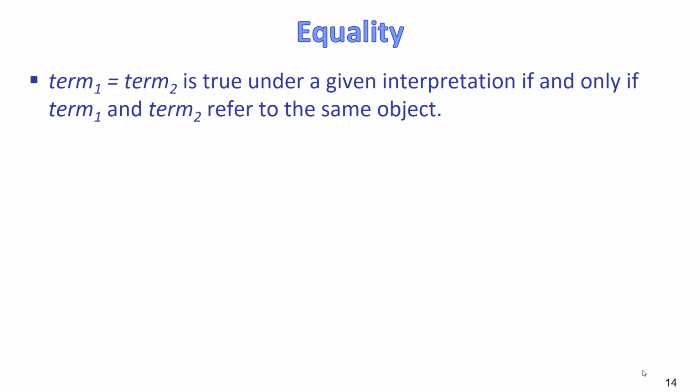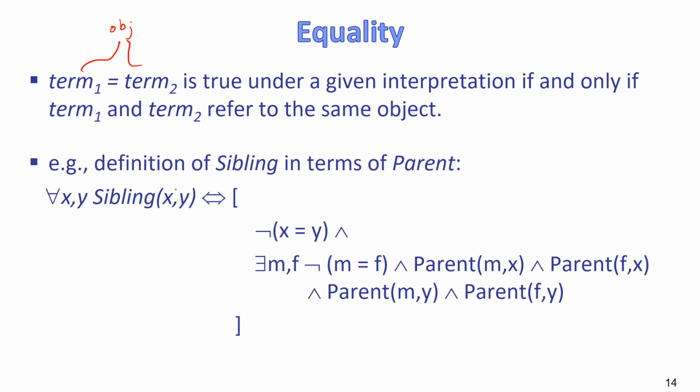First, let's talk about equality. We went through that last time when we were talking about the syntax of first order logic, and we said that equality is one way of constructing atomic sentences, like saying term 1 equals term 2. We said that this is true if term 1 and term 2 both refer to the same object. Now let's see how we use this equality sentence in some definitions.